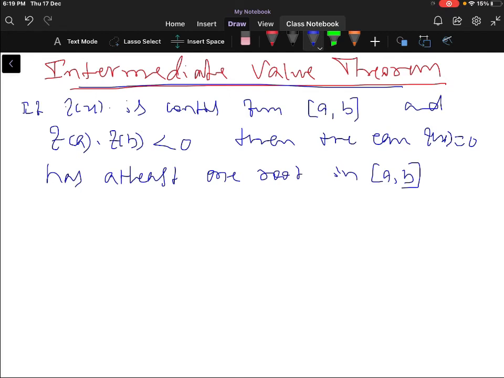So what this theorem says is that if f of x is a continuous function in the interval AB, and the product of f of A and f of B is negative, then the equation f of x equal to 0 has at least one root in the interval AB. Let us show it graphically.